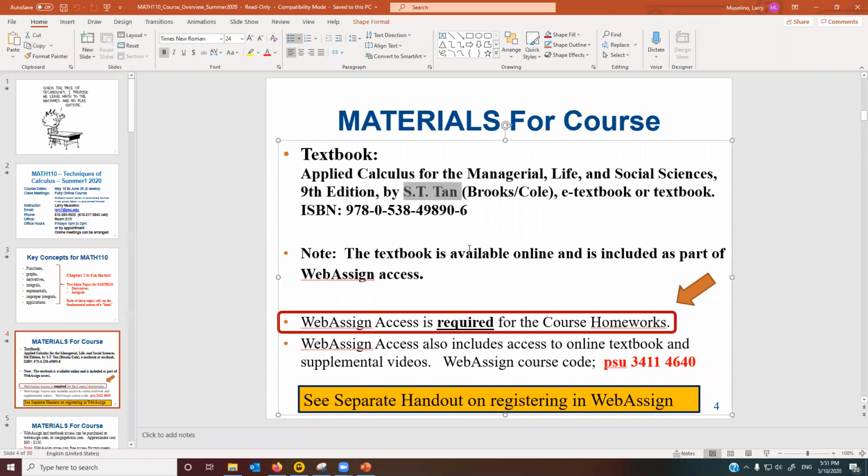You don't have to purchase a hard copy of the textbook because the textbook is online. It's included as part of the WebAssign Access. You do have to purchase WebAssign Access. All of the homeworks and exams are taken in WebAssign. Here's that course code you'll need. There's a separate handout on registering in WebAssign. I'll show you that in just a minute.